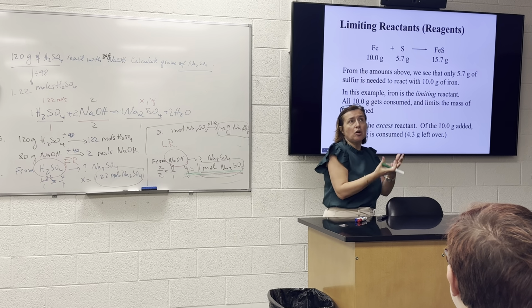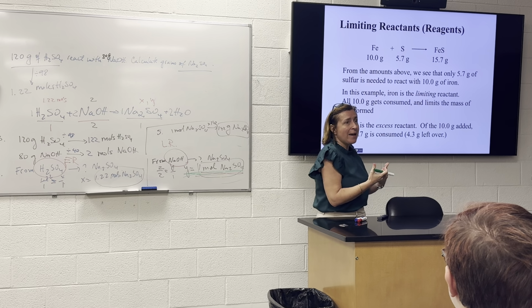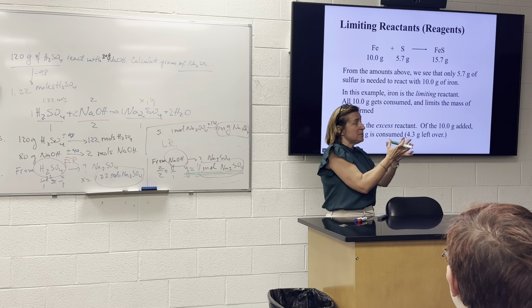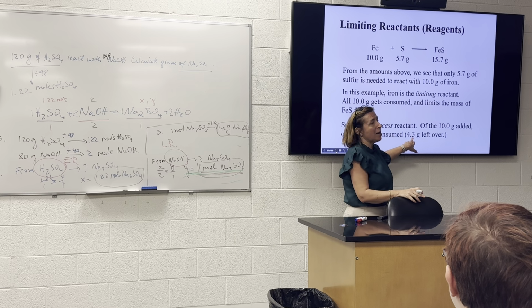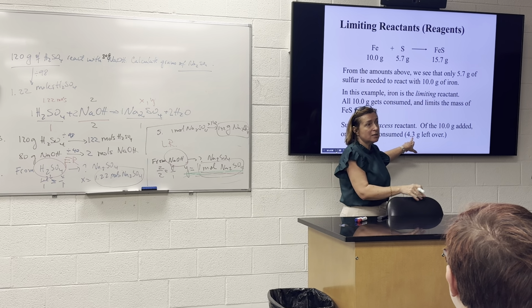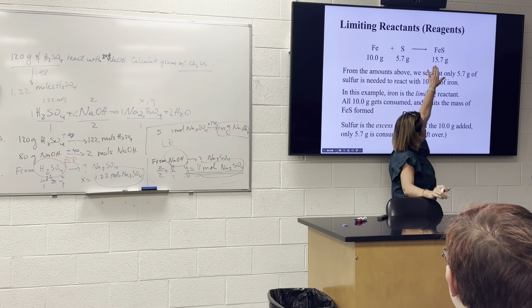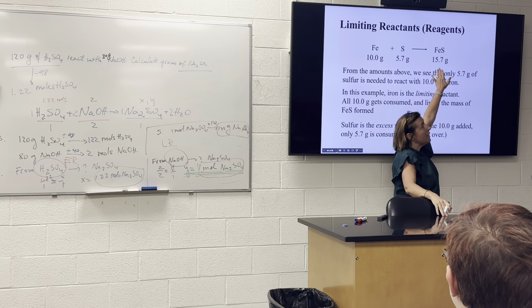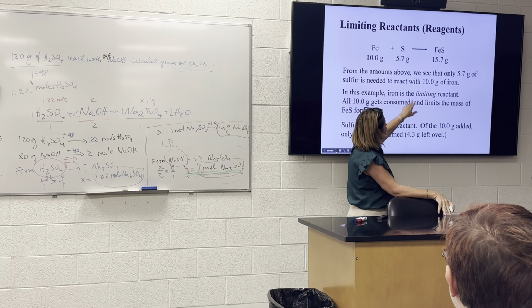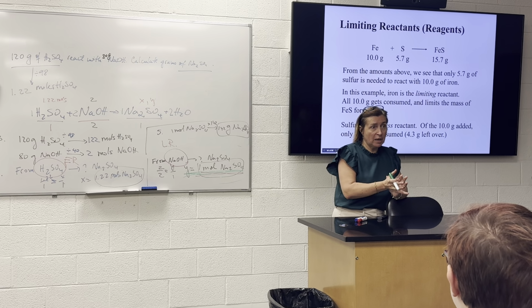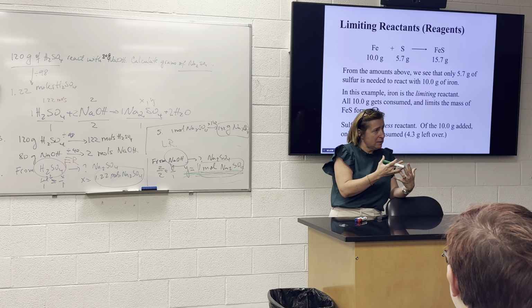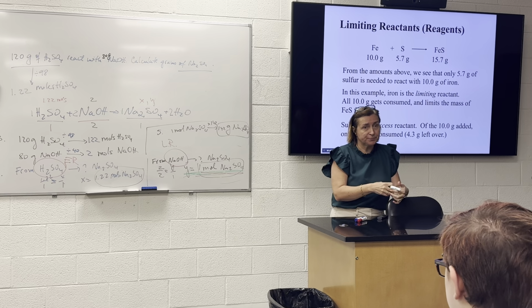Now how much is left over? Sulfur is your excess reagent. Out of the 10 grams, 5.7 are used and 4.3 grams are left over unreacted. So at the end of the reaction, you're going to have 15.7 grams of product and 4.3 grams of excess reagent, which is sulfur floating around in there. Okay, so that's the way you have to understand these limiting reagent problems.